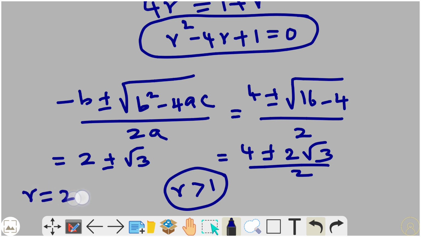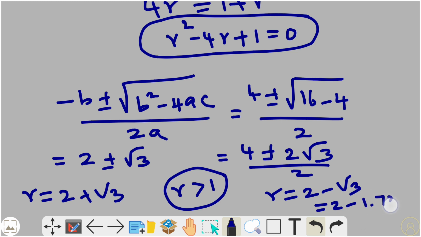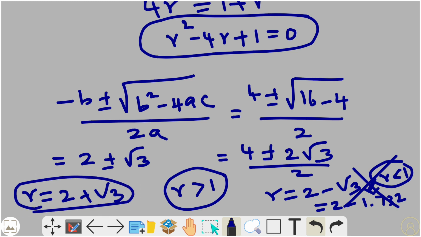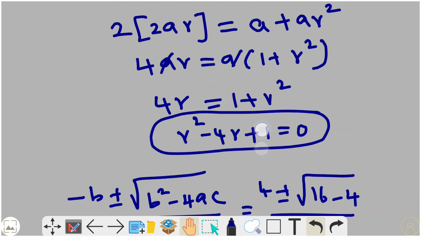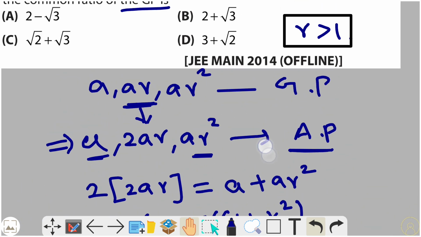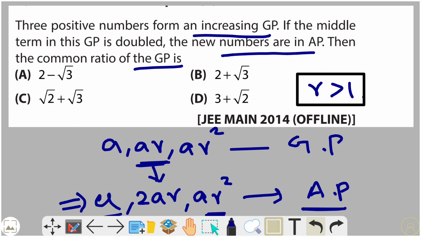So r equal to 2 plus root 3 is the only possibility, because when you take r equal to 2 minus root 3, so 2 minus root 3, with root 3 being 1.732, is less than 1, so this is not possible. So r equal to 2 plus root 3 is the only possibility. Hence option B looks like our answer, 2 plus root 3. So option B is the correct answer for this question.